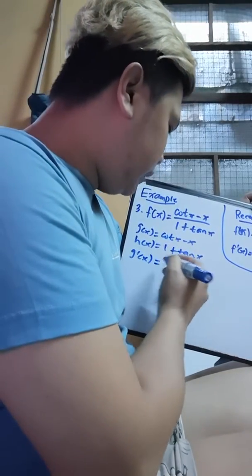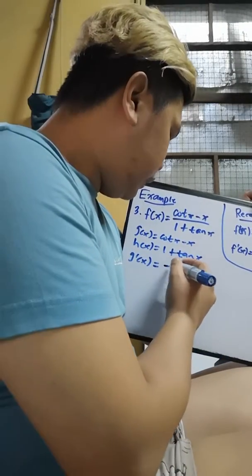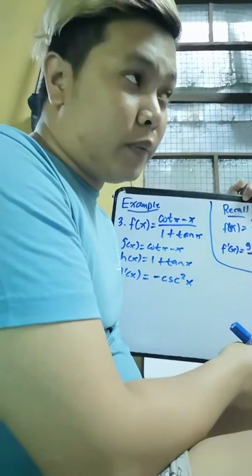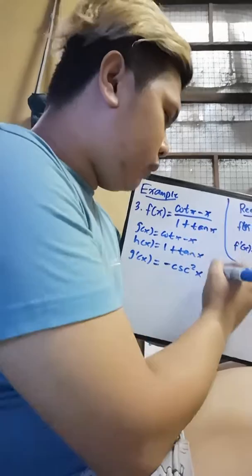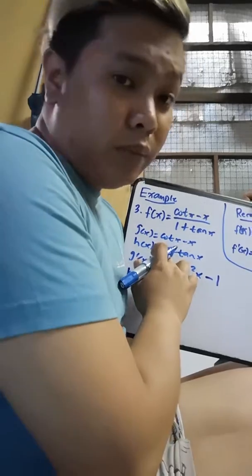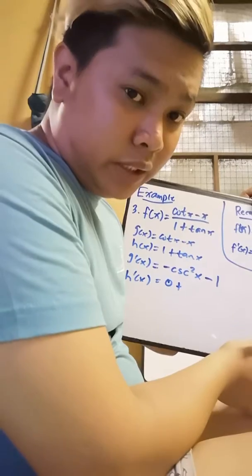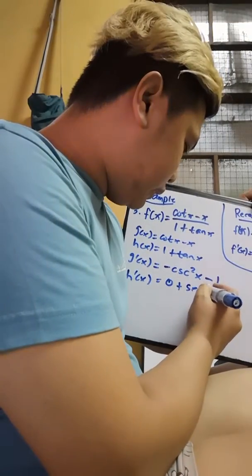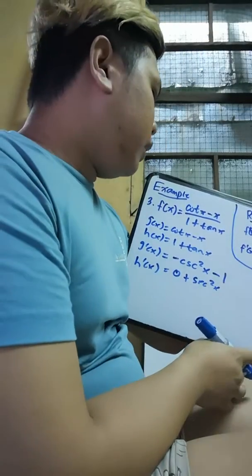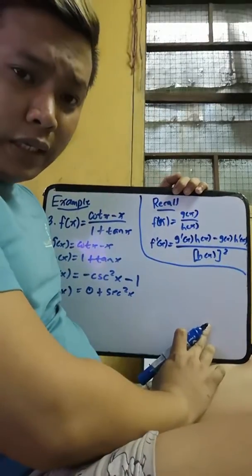So, ang derivative ng g of x ay, anong derivative ng cotangent? Oh, that is negative cosecant squared x. Tapos, ang derivative ng x, power rule ng derivative, it will become negative 1. And then, sa h naman, ang derivative ng 1 or ng constant would be 0 plus derivative ng tangent, it will become secant squared x. Or simply just secant squared x. Hindi mo naman kailangan sulat yung 0. Okay. So, pag meron ka na nitong apat, pwede mo nang i-apply yung quotient rule natin.